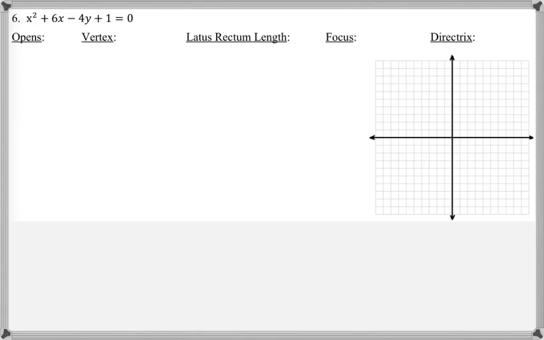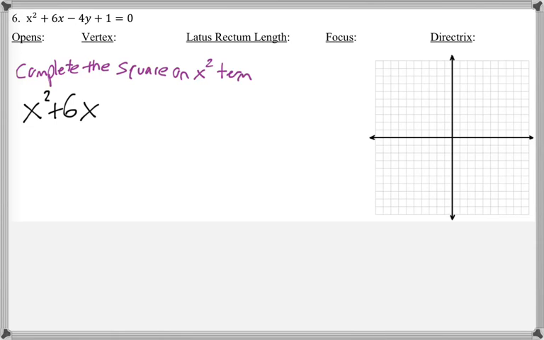So I need to complete the square on the x squared term. So I need to have my x's on the left and any term that doesn't have an x on the right.